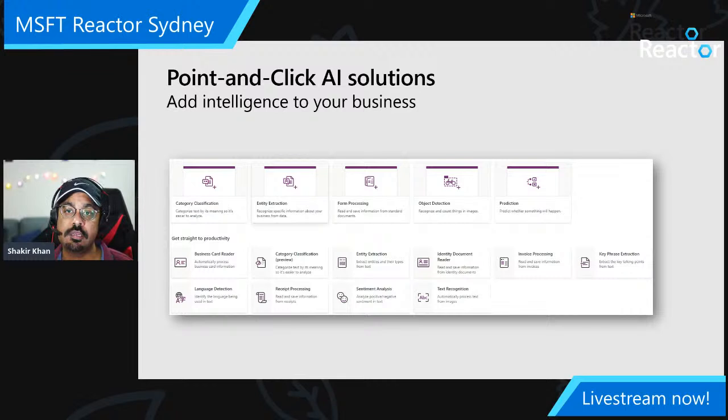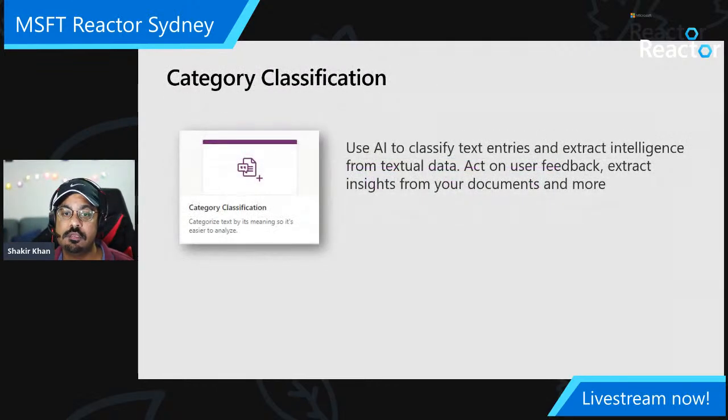But if you want to create a model, you can use the models available on the top. You can train that model by putting in some images or reference data. Once you train them, it will be ready, and then you publish and use it with your application. So the first model we will discuss is category classification.